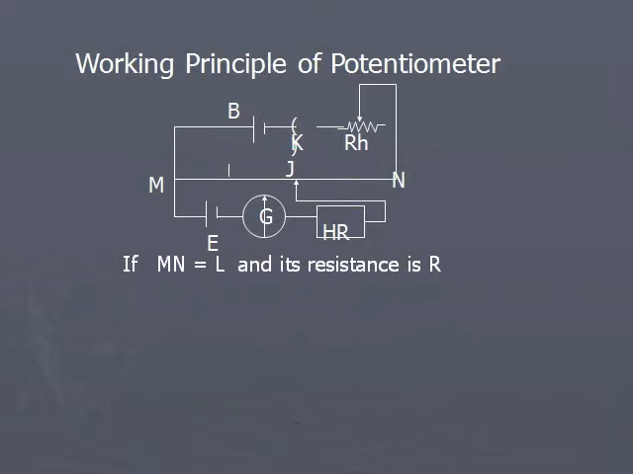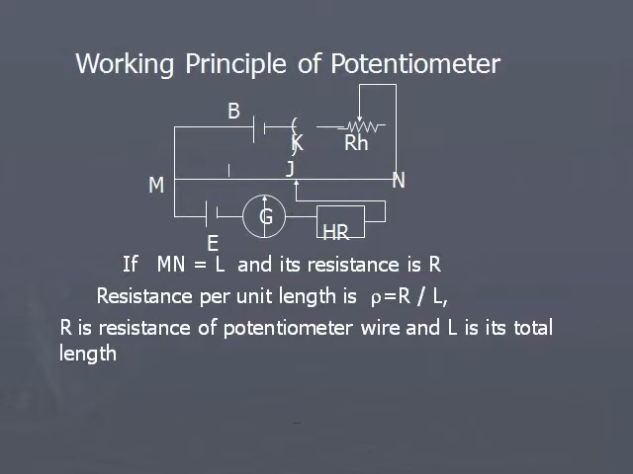Suppose the resistance of the total length of the potentiometer wire Mn is R. The potentiometer wire resistance is R and its total length is L. Then R by L gives the resistance per unit length. Let us indicate resistance per unit length by rho, which is equal to R by L. R is the resistance of the potentiometer wire and L being its length.